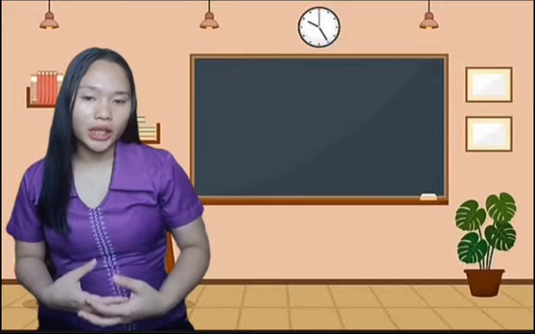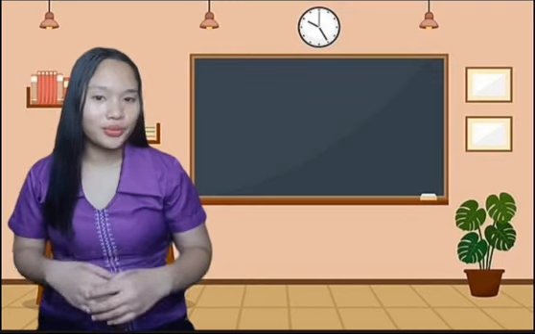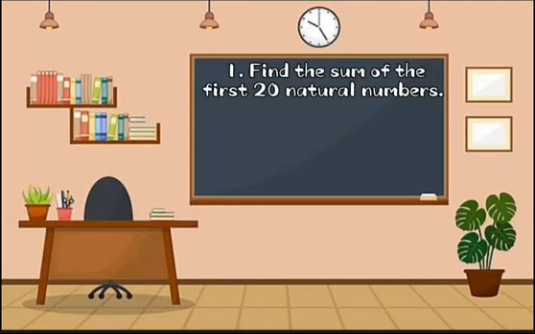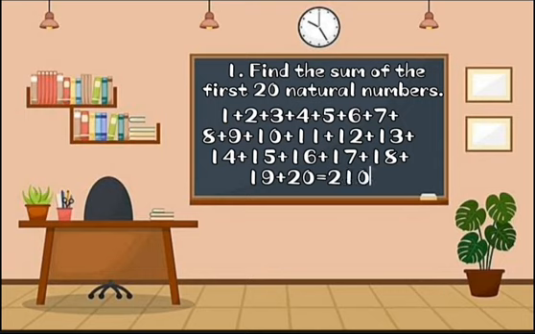To let you experience getting the sum of terms in a sequence manually, let's do the following. First, find the sum of the first 20 natural numbers. By listing all the natural numbers from 1 to 20 and adding them, we have 1 plus 2 plus 3 plus 4 up to 20, and we have 210. Thus, the sum of the first 20 natural numbers is 210.